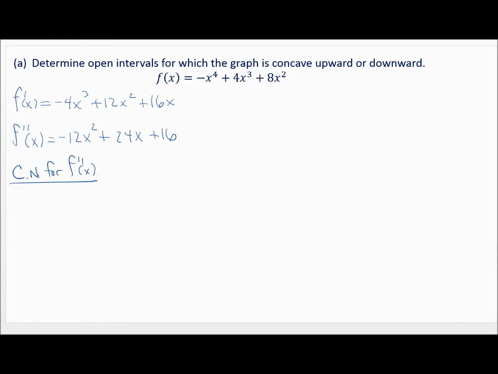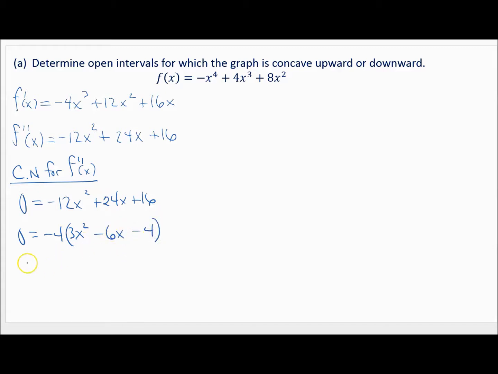Okay, but really it's just a method, so critical numbers really only apply to the first derivative, but it's the same idea, folks. So we have 0 equals negative 12x squared plus 24x plus 16. And now I've got to solve this equation, right? So if I factor out, what could I factor out? A 4, a negative 4. So negative 4, that's going to leave me with positive 3x squared minus 6x minus 4.